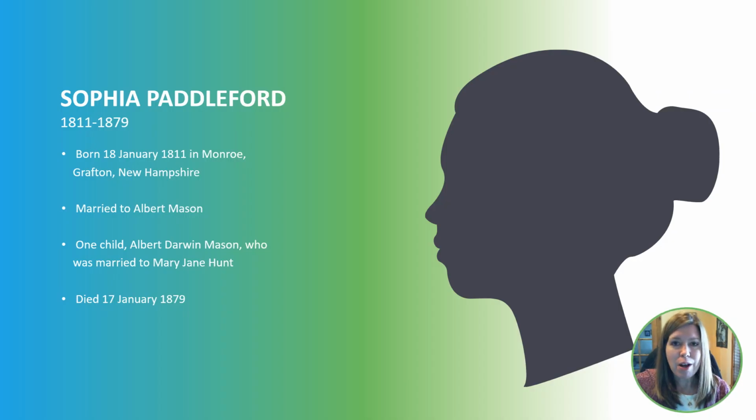The first step in the process is to choose an ancestor to work on. Sophia Paddleford was the wife of my ancestor's cousin. When I first looked at her profile on FamilySearch, a few basic facts were listed, with only one source, a marriage record, attached. Sophia Paddleford was simply a name on a page with few details known about her life. Today, I will walk you through the methods I used to attach records to her profile. At the end of our time together, you will see that Sophia has become much more than a name on a page. Her story has come to life.